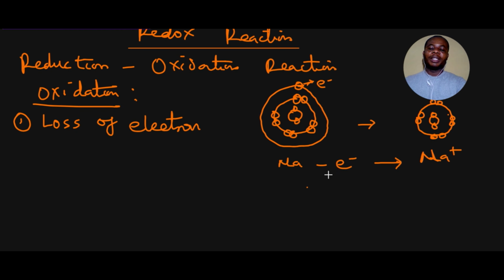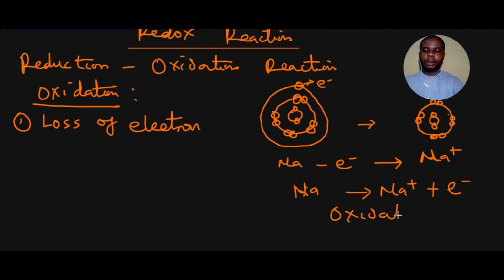We'll write this as sodium minus electron to become sodium ion. But most of the time in chemistry, we don't like writing it in this form, that is minus electron. We prefer to make it plus. So in some textbooks, you can see sodium minus electron to give you sodium plus. In some textbooks too, you are likely to see it in the form sodium to be sodium ion plus electron. So we call this oxidation in terms of electron transfer. This is oxidation. So it means loss of electron.